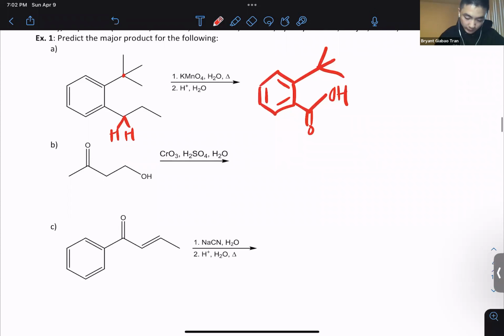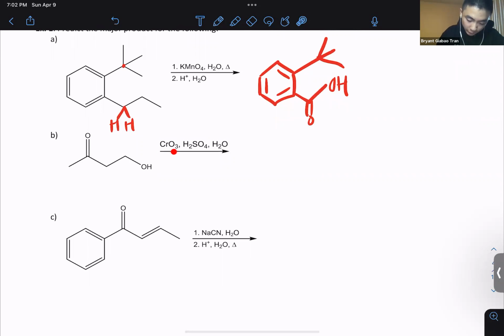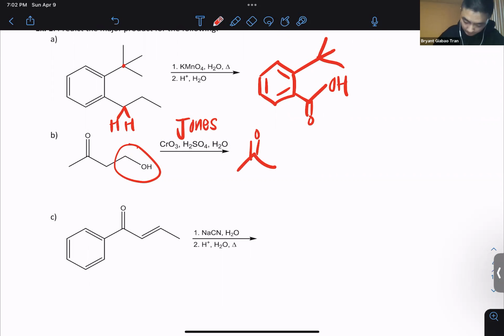Okay. And now we see CrO3, H2SO4, and H2O, which we said earlier is Jones, which is a strong oxidizing agent. And we have a primary alcohol. So since we have a primary alcohol, we're going to oxidize that primary alcohol all the way to the carboxylic acid, where this carbon here becomes this carbon here.